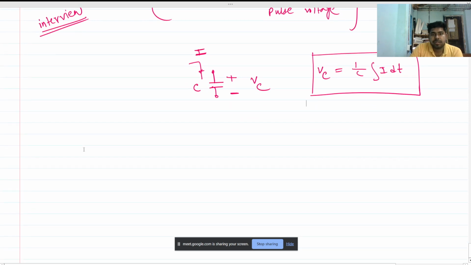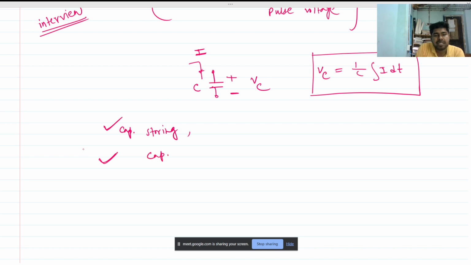Now the main property of a capacitor is that it is a storing element. Capacitor and inductor are storing elements. What does it mean? It means it can store its previous charges in the form of voltage. Another property is that a capacitor can hold its previous value, so a capacitor cannot change its potential VC immediately or suddenly.